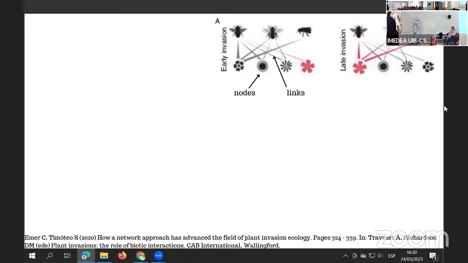Well, ecological communities, or these interactions that I am showing, can be represented by ecological networks, which maybe some of you are familiar with. So these are communities. Here you can see that all the black nodes are native species, and the pink ones are the non-native plants.